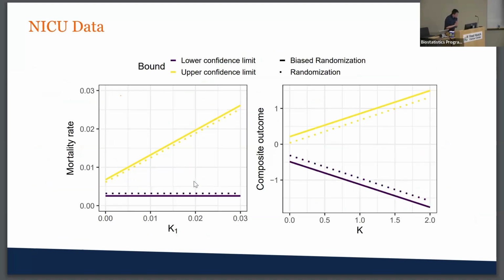Okay, so here is how we analyze the data. We analyze the outcome mortality and the composite outcome of mortality plus length of stay. If you maybe remember, this K1 and K0 is the bound on the treatment effect.